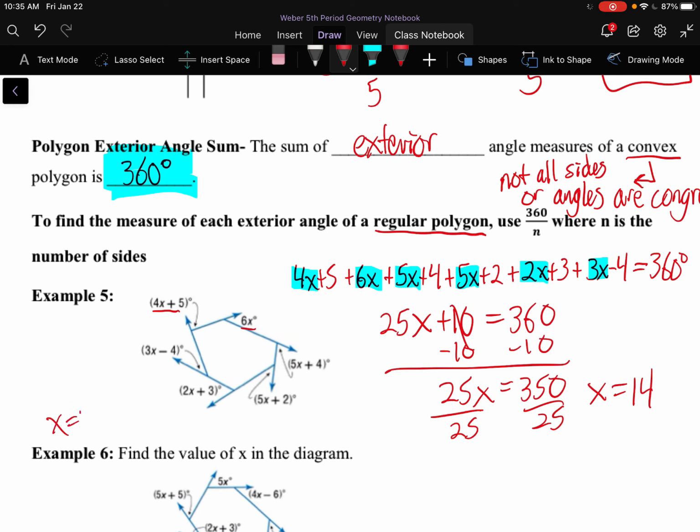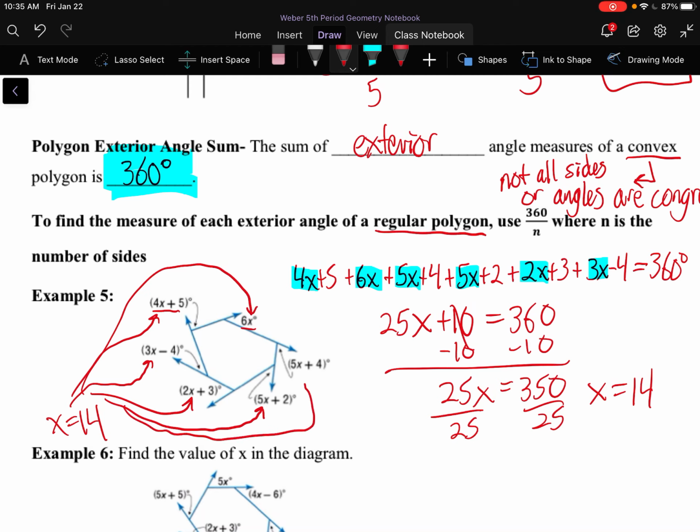So if x equals 14, I can easily plug this x value in for any of these angle measures to find what the actual value of those angle measures are. I'm not going to do that just for the sake of time, but we can all plug x equals 14 into those equations to solve for those angle measures.